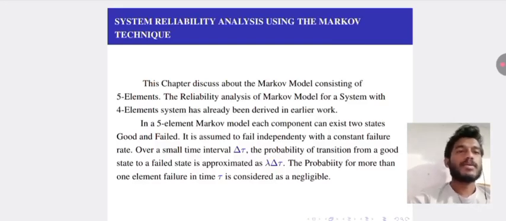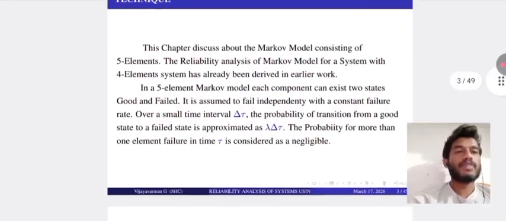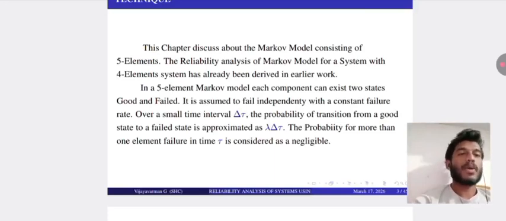This chapter on the Markov model consists of 5 elements. The 4 elements have been derived in previous work, so in this chapter we derive 5 elements, and each element has two states: good and failed. It is assumed to fail independently with a constant failure rate over a small time interval delta tau. The probability of transition from the good state to the failed state is approximately lambda delta tau. The probability of more than one element failure in time t is considered negligible.